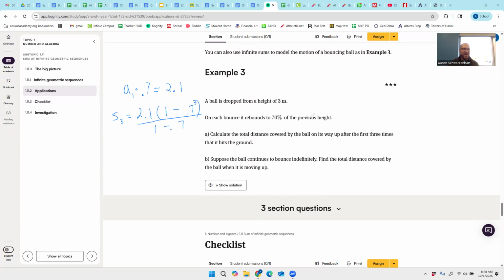No, because it says only on the way up. So the first 3 bounces. It was dropped from 3 meters, comes down, bounces up to 2.1. So that's the first height. Oh, because it says only on the way up. That makes sense. So 2.1 is really U sub 1.